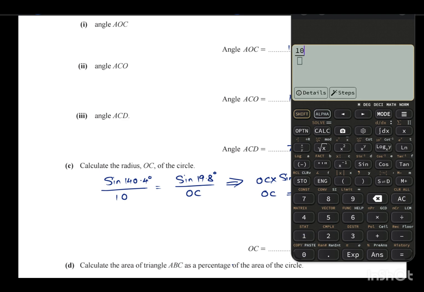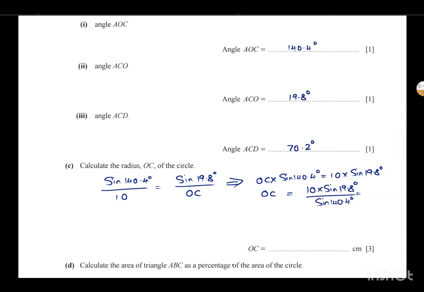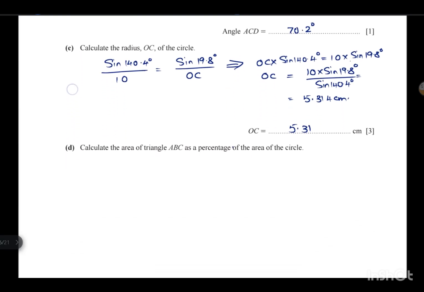10 into sine 19.8 by sine 140.4 will be 5.314. So it is 5.314 centimeters. So we can just write 5.31. Question C is done. Question D now.